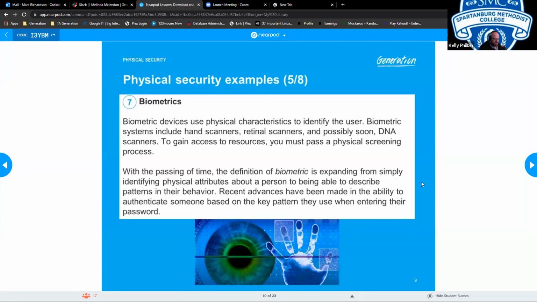But like earlier versions of facial recognition, you could hold up to somebody's face when they're sleeping and get into their phone. Now it actually requires their eyes to be open and them actually paying attention for it to unlock. So like they're trying to improve upon that.